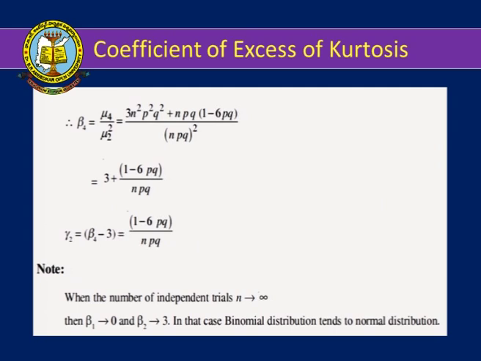That is, when the number of independent trials n tends to infinity, beta 1 goes to 0 and beta 2 tends to 3, in this case the binomial distribution tends to a normal distribution. This is known as a limiting case of the binomial distribution. So, the binomial distribution tends to the normal distribution under certain conditions, that is n tends to infinity, beta 1 goes to 0 and beta 2 tends to 3.